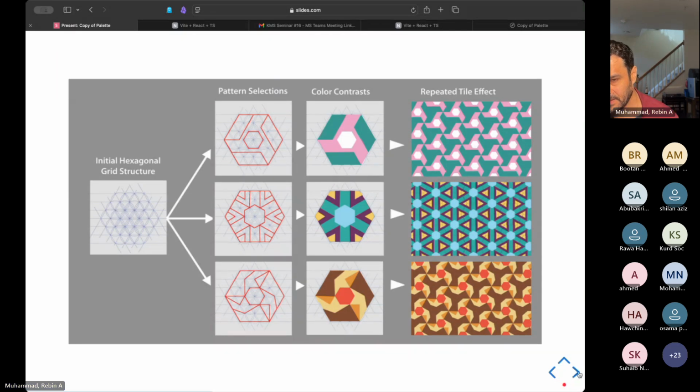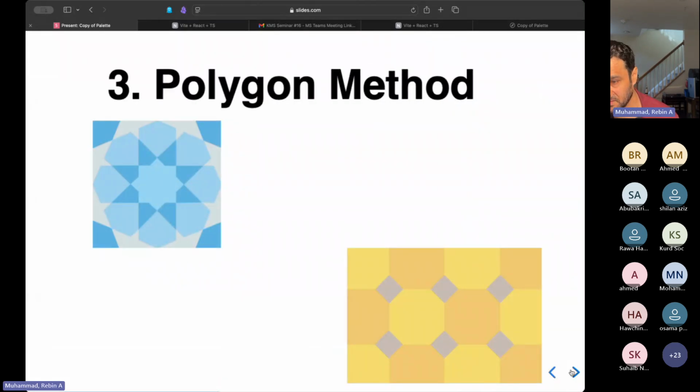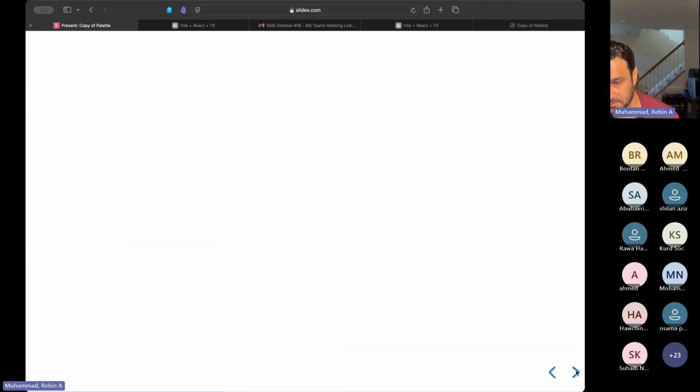Now, let's go to the one that we all love, the polygon method. This is kind of the champion of the methods. So what is happening in the polygon method?